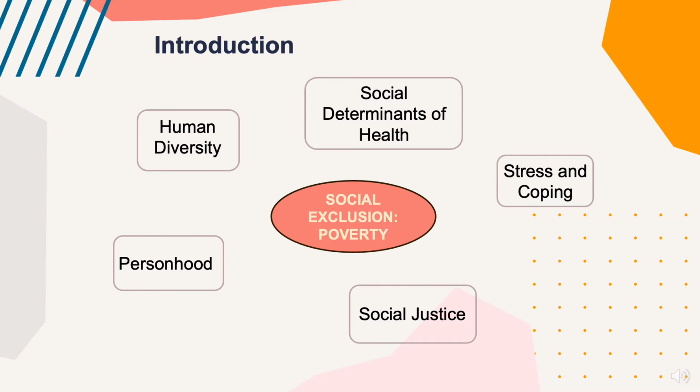Social exclusion occurs when people are unable to participate fully in society. We will discuss poverty as our exemplar of social exclusion in Canada, integrating course concepts as we do so. Human diversity is exemplified in poverty. For example, poverty affects both adults and children alike.